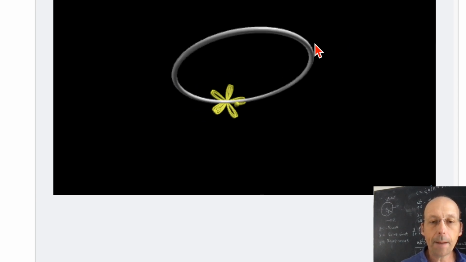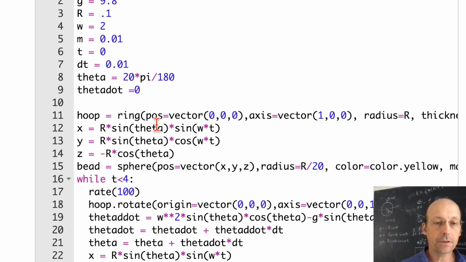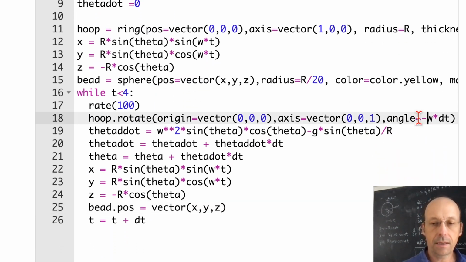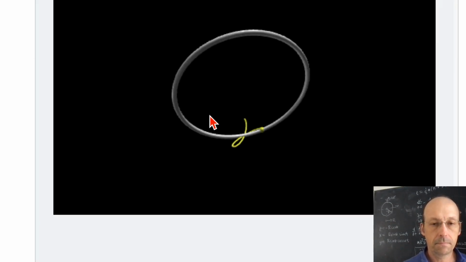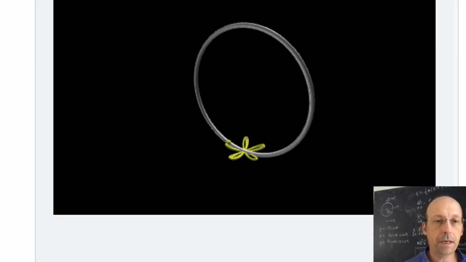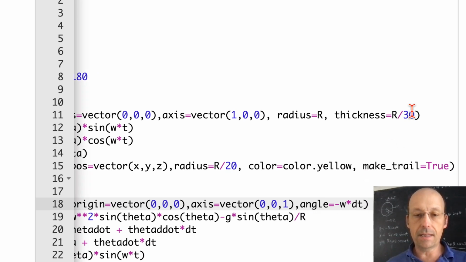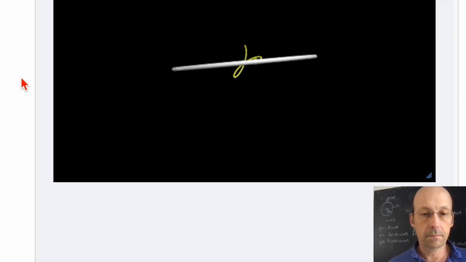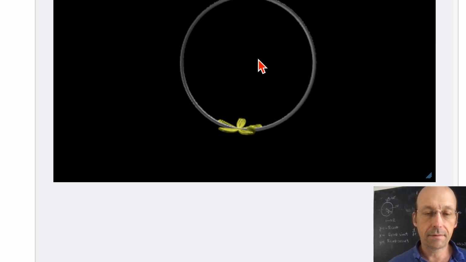Okay, so what happened is I have it rotating the wrong way. So let's just put this as negative, I think. I think that's my problem. Yeah. Okay, let's make the bead bigger. Let's make this thinner and this bigger. Okay, that's pretty good. I'm pretty happy.